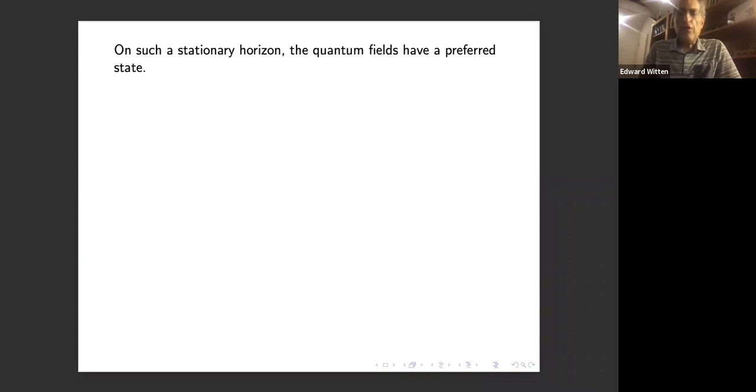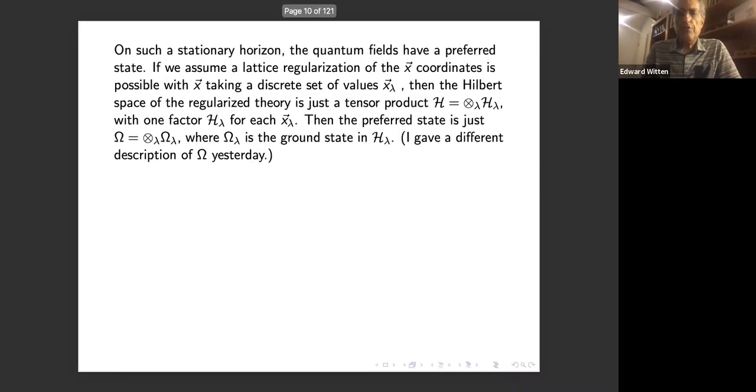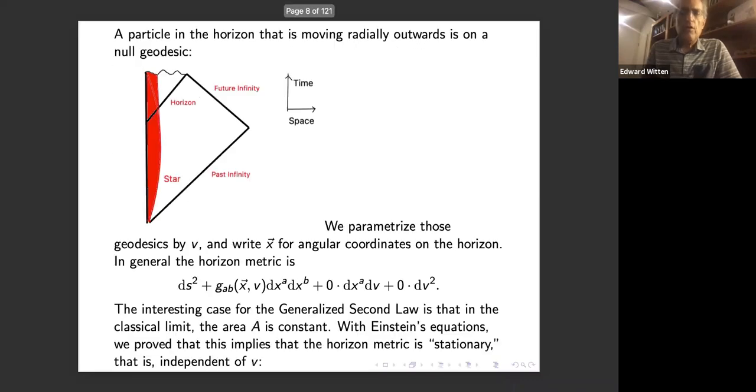Now, as I remarked, on such a stationary horizon, the quantum fields have a preferred state, which is important. There are a few things I should have told you about it. One is that if the black hole is a standard Schwarzschild black hole that existed for all time, the state I'm talking about is just the Hartle-Hawking state, restricted to the region we're interested in.